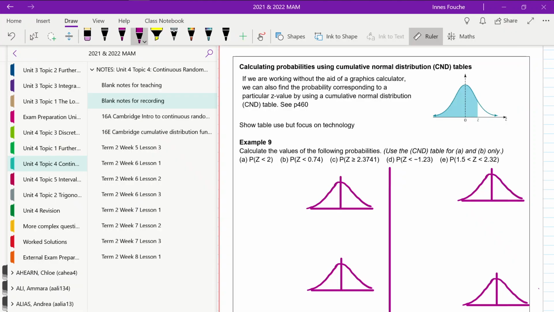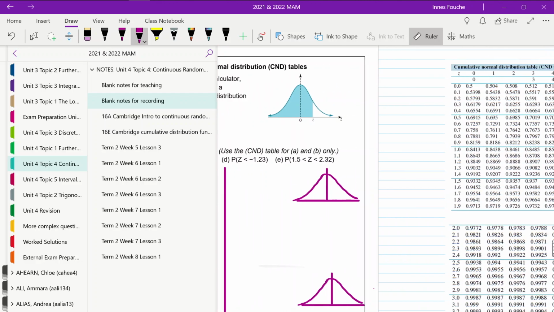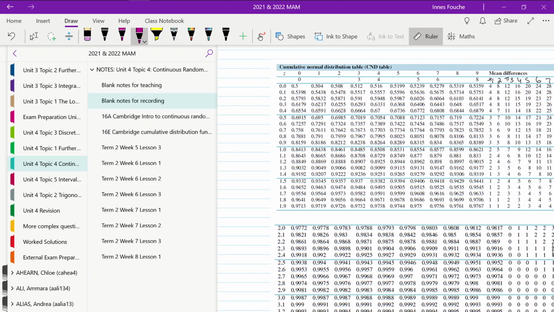Alright, great. Because in the olden days, when I was at school, before we had calculators that could find our probabilities under curves, we used a thing called the cumulative normal distribution tables. And this shows the area under the curve between negative infinity and z1. And this is what these tables look like.